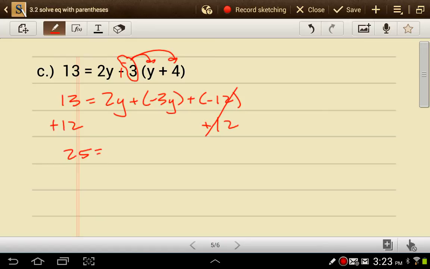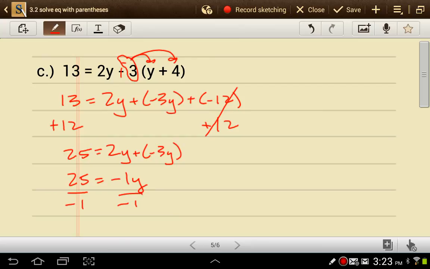Oh, you know what? I did not combine like terms. Well, let me show you that it is possible to do without combining like terms. That gives me that. Then I'm going to combine like terms. So I get 25 equals 2 plus negative 3 is negative 1y. All right, and then I'm going to divide by negative 1.